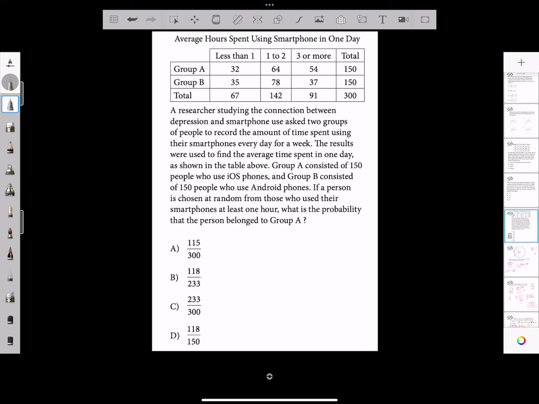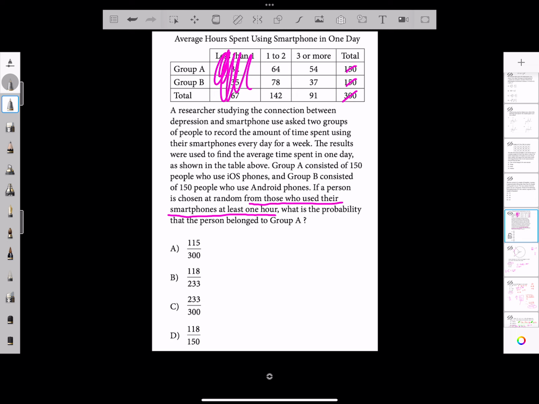Okay, so the question asks us, and by the way, none of this really matters. All the information is just kind of given to us up there. So it says, if a person is chosen at random from those who use their smartphones at least 1 hour, which means we are no longer concerned about the people that use their iPhones less than an hour. So we can kind of ignore those people, which kind of means that these totals are no longer valid. So keep that in mind.